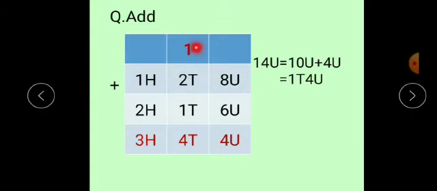Okay. Now, add the digits in the tens place. 2 plus 1 we get 3, and 3 plus this carried forward 1. So, 3 plus 1 we get 4. So, 4t, and after that move towards the hundreds place. 1 plus 2 we get 3h. Okay. So, in this way you have to do addition by carrying over.